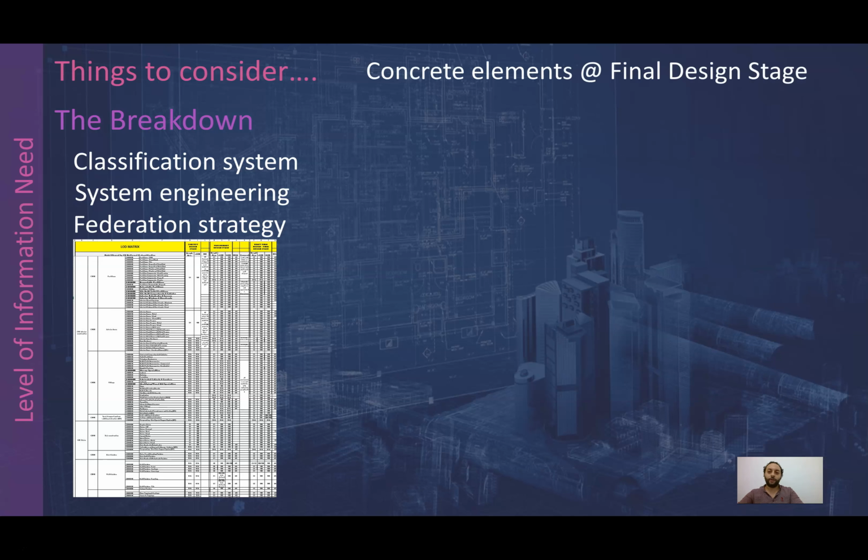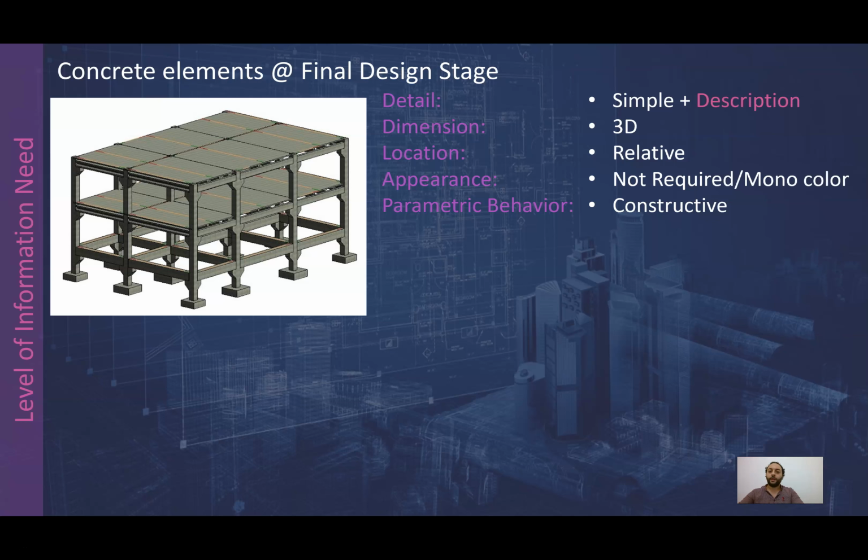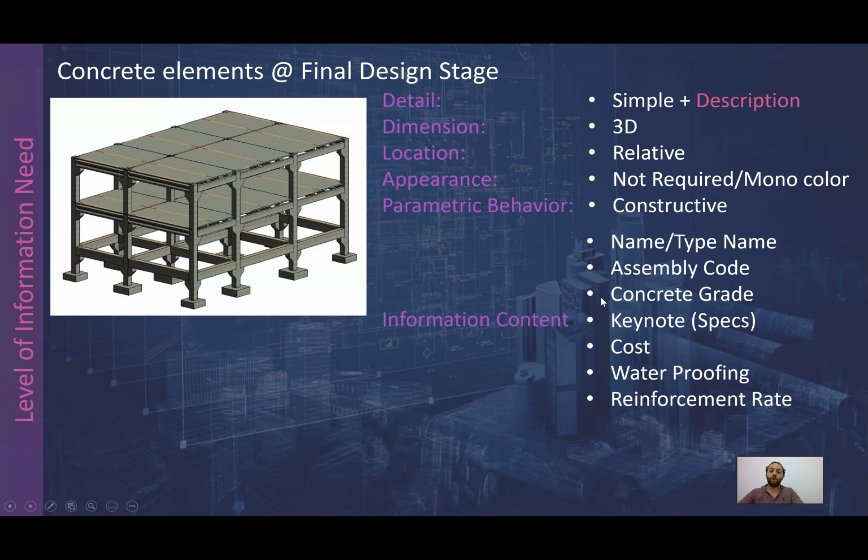All of the concrete elements at final design stage, for example, could be detailed or simple plus description, and this one is very important because this is the key point here. The description: dimension 3D, location is relative, appearance not required at all, parametric behavior is constructive. The information content in all of the concrete elements at final design stage could be name, type name, assembly code, concrete grade, keynote, cost, waterproofing, reinforcement rate, and the documentation needed: specification, BOQ, schedules. So this is just an example of how to think about it.